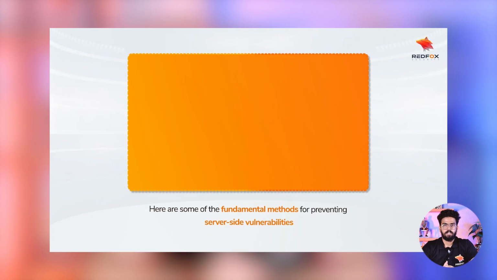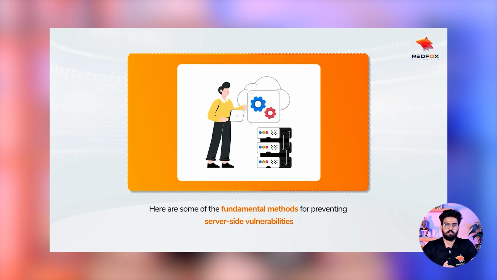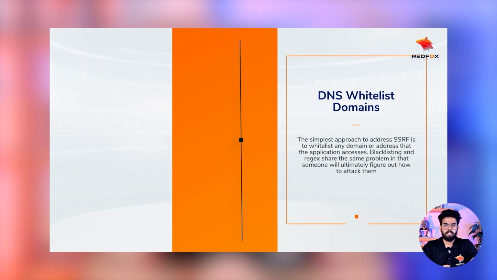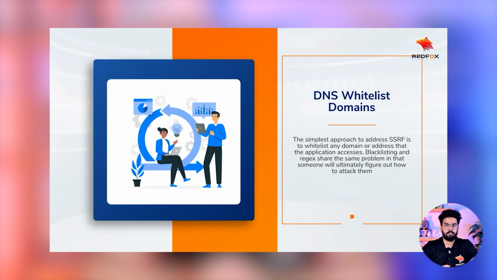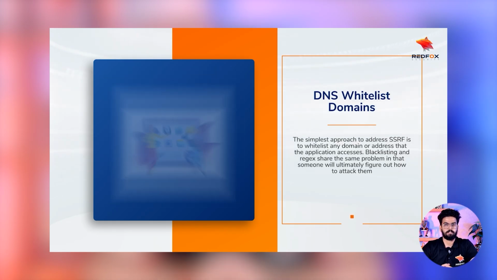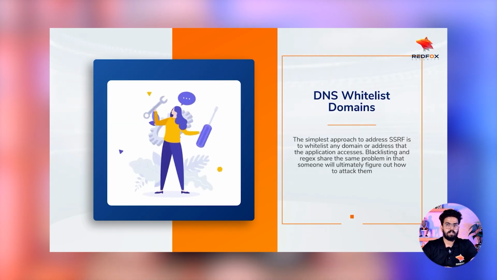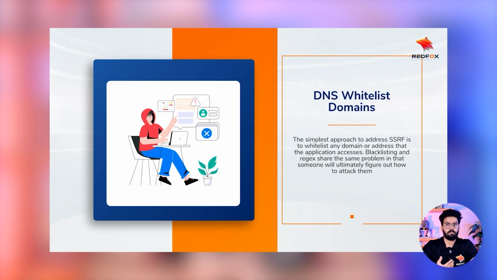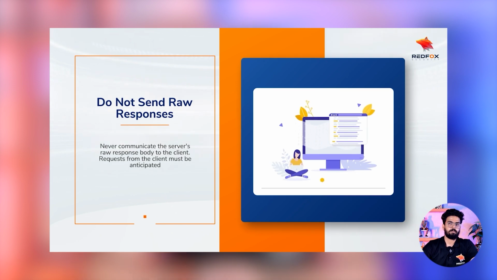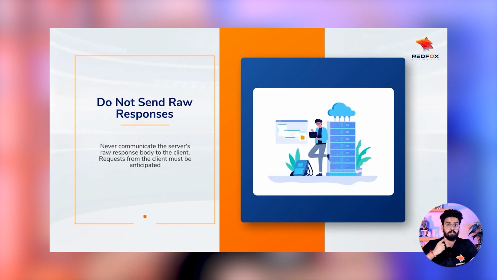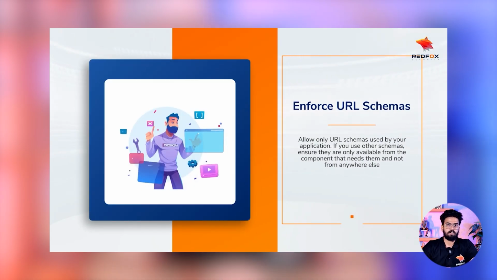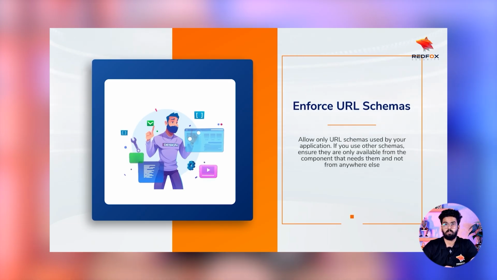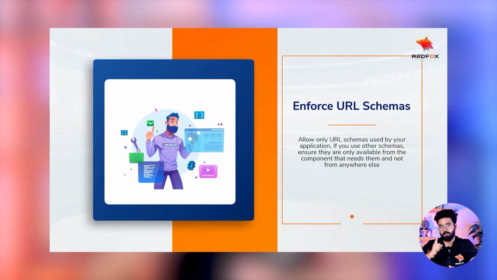SSRF attacks prevention. Here are some of the fundamental methods for preventing server-side vulnerabilities. DNS whitelist domains. The simplest approach to address SSRF is to whitelist any domain or address that the application accesses. Blacklisting and regex share the same problem in that someone will ultimately figure out how to attack them. Do not send raw responses. Never communicate the server's raw response body to the client; requests from the client must be anticipated. Enforce URL schema. Allow only URL schemas used by your application. If you see any other schema, ensure that they are available only from the component that needs them and not from anywhere else.